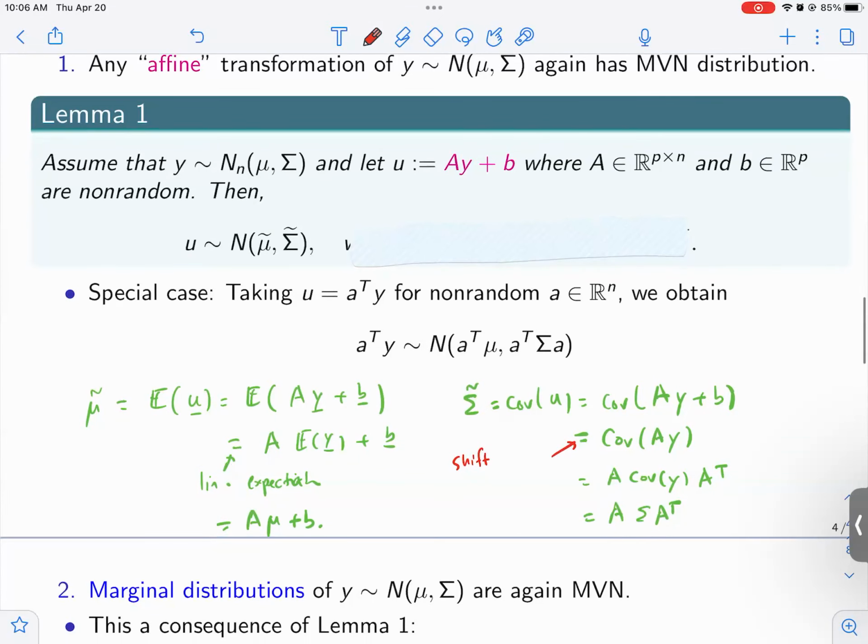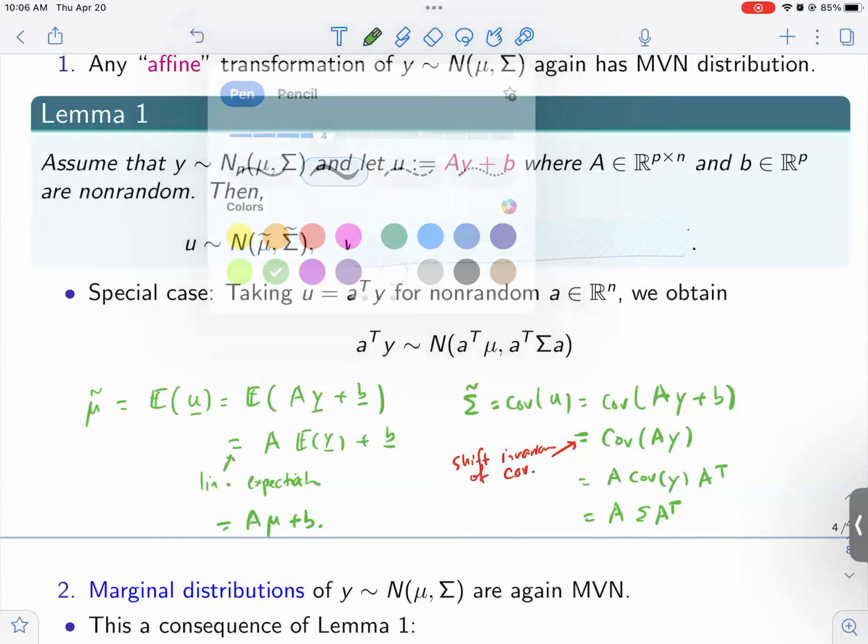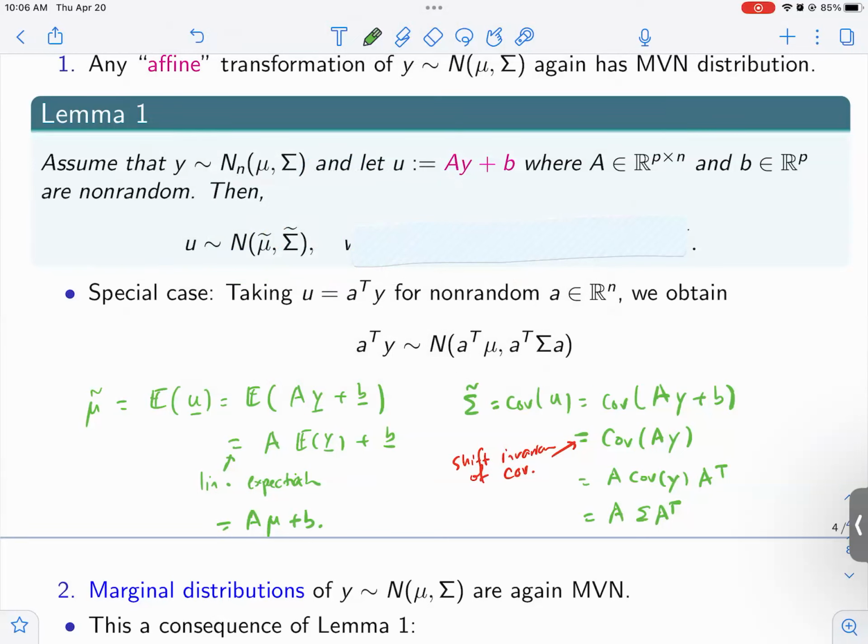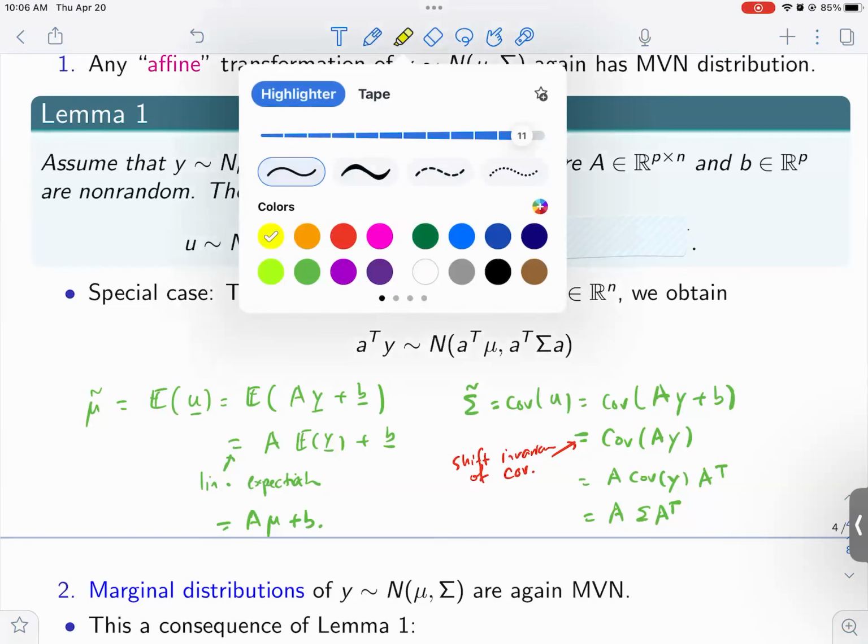In general, a constant shift is going to change the mean, but not the covariance, for example. So you can say this is the shift invariance of covariance, or the shape of the distribution, if you want to say. And the second one is the formula that we developed. So this part we already know how to do.